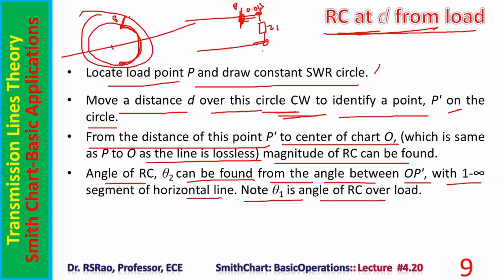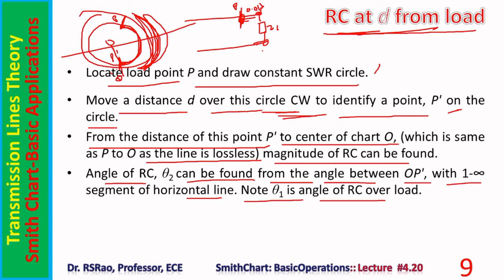How do we know that we have moved 0.01 lambda? You use the outermost circle, outermost scale. Lambda scale is available. Using that scale, we can move. Now you are here. Let us call it P prime. Now extend radial vector from O P prime to periphery. It may be giving Q prime.